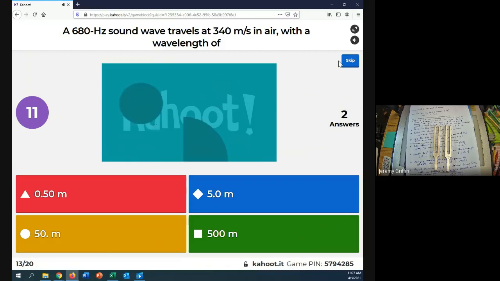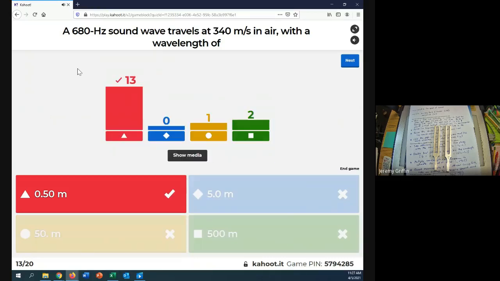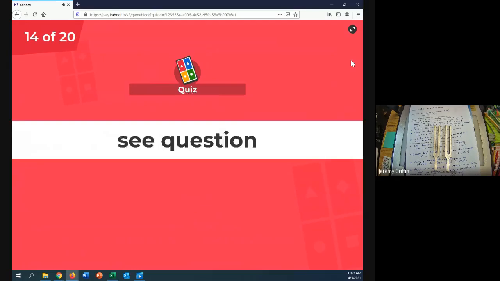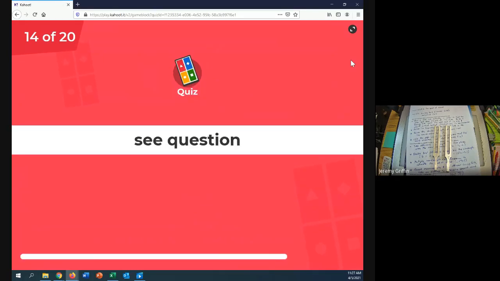Speed is equal to wavelength times frequency. Here's your speed. Here's your frequency. So what's the wavelength? Yeah, there you go. Speed equals wavelength times frequency. You need a wavelength of half a meter to make that work. The ratio. Ooh, bathroom, popping in the top 5.